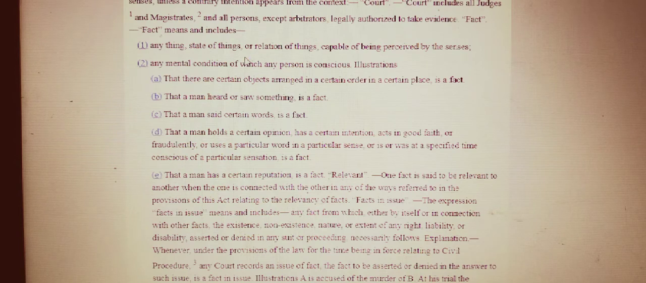So anything, state of thing, relation of things, these are the examples of physical fact. For these examples, the definition is non-exhaustive, because in the word anything, all things can be added, like what we can see, what we can hear, what we can smell. These facts will all fall under the word anything. So for examples, the definition is non-exhaustive, and for the definition that facts are of two types, physical fact and psychological fact, the definition is exhaustive.